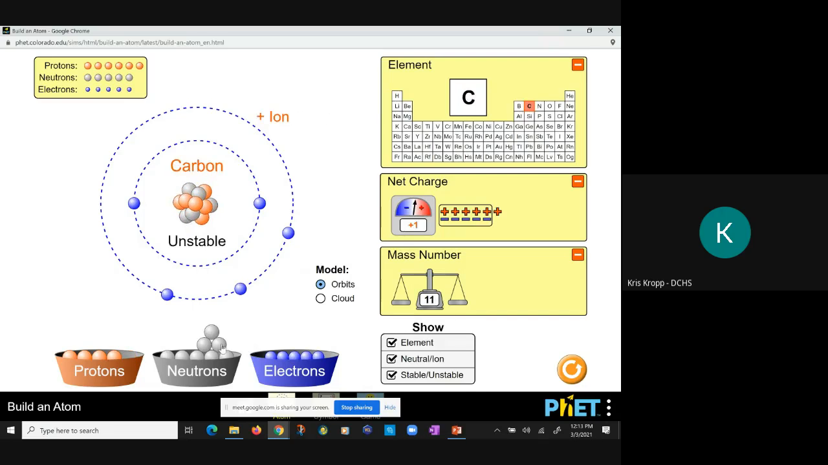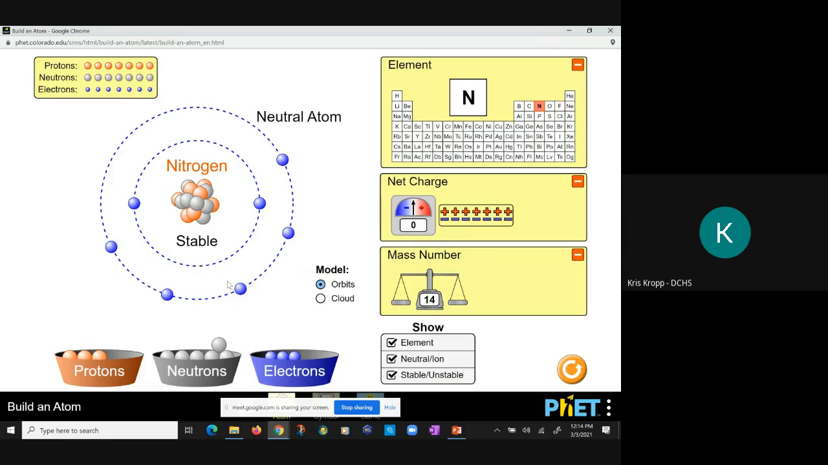All right, I'm going to go ahead and add another proton, another neutron, and another electron to get us to carbon. Notice that we're just continuing to add electrons to this outer energy level. And carbon is an atom that tends to like to share electrons. So it's going to share electrons with other atoms to become stable.